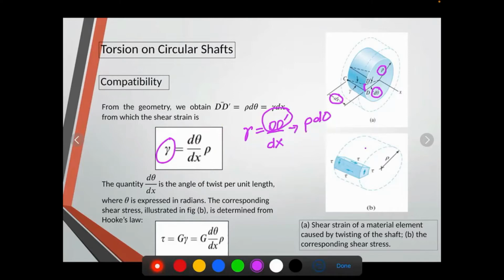Now, this is in terms of the segment of the entirety of the circular shaft. So, if we want to represent it as the whole circular shaft, palitan lang natin ng d theta, gawin natin theta, then rho or r, depending on the problem, and then dx will be your length. So, this will be the equation for your shear strain.